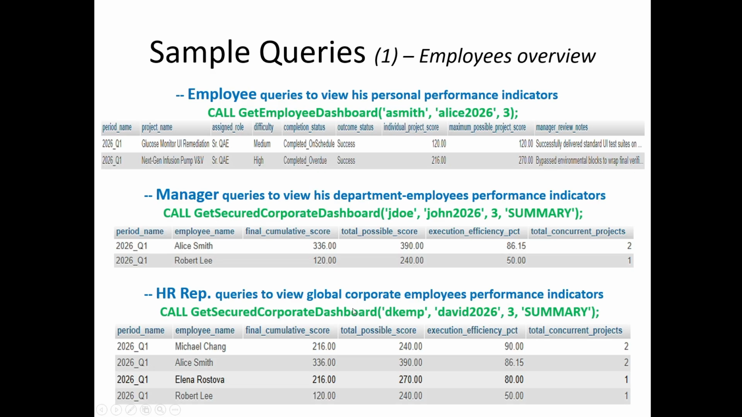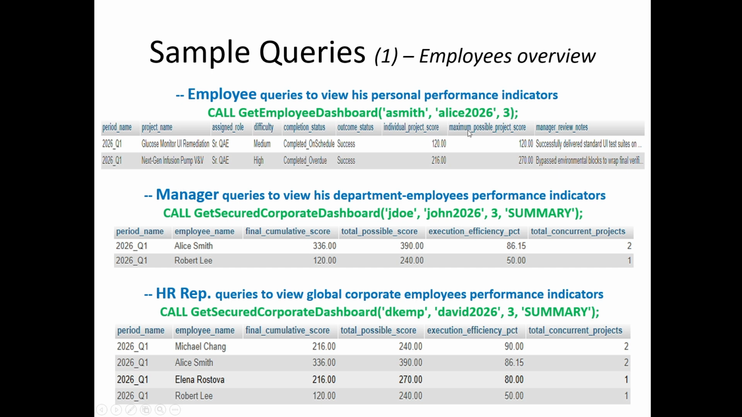2026 Q1 represents the first quarter of the year 2026, which is an active appraisal period defined in the appraisal periods table. The target user's appraisal period can be passed in the third parameter of the stored procedure calls below, represented by the appraisal period ID.